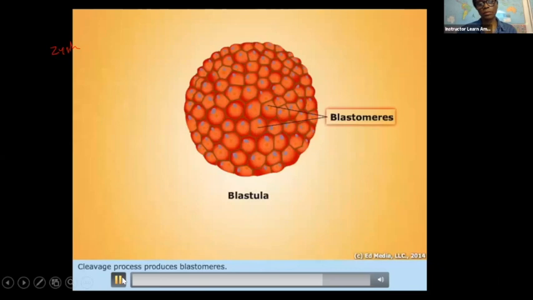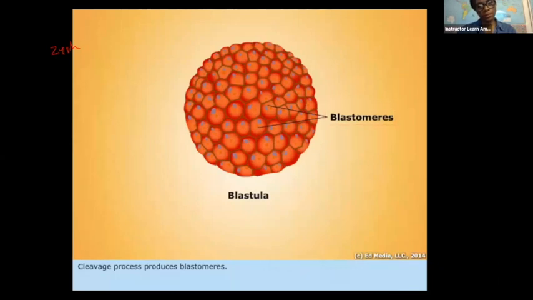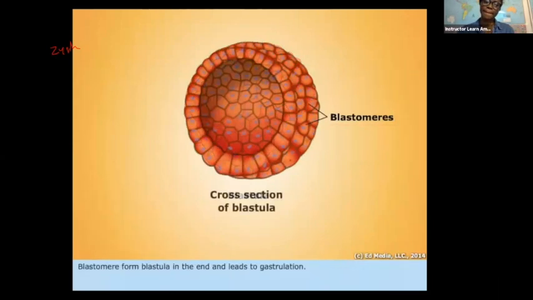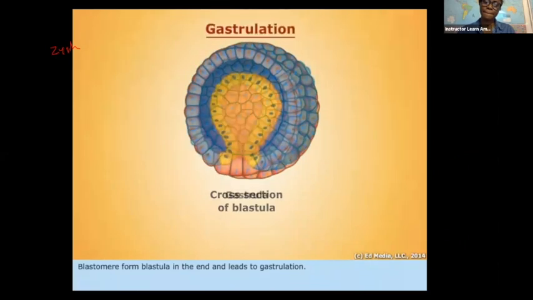Cleavage process produces blastomere. Blastomere form blastula in the end and lead to gastrulation.